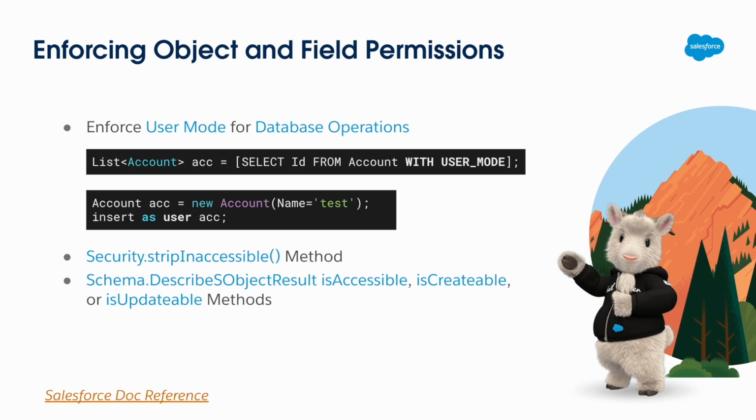The first such option is user mode for database operations. You can use this while performing a query just by using the WITH USER_MODE suffix, or when doing a DML statement, you can say insert as user, as an example, and that would enforce all of the FLS and the object permissions for the running user. This also applies the sharing rules, so it basically checks for record visibility as well.